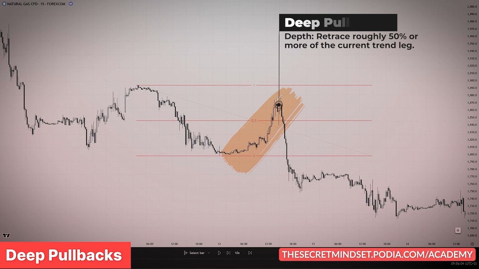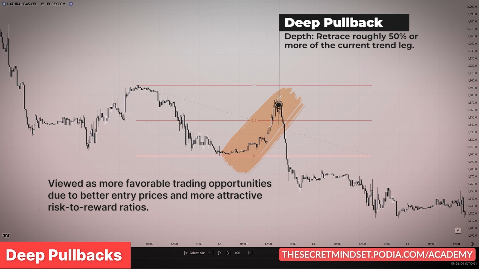Deep pullbacks are corrections that retrace roughly 50% or more of the current trend leg. These are often viewed as more favorable trading opportunities, as they allow you to get into the trend at a better price, with a more attractive risk-to-reward ratio.